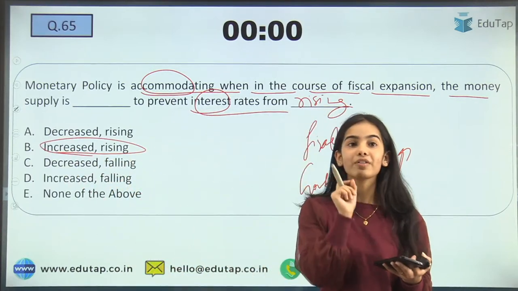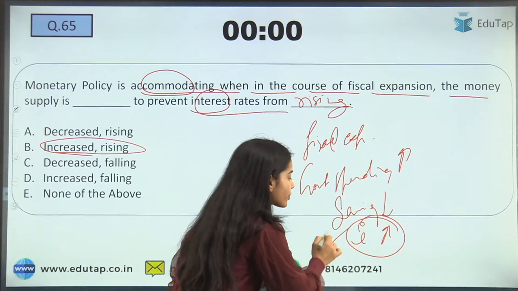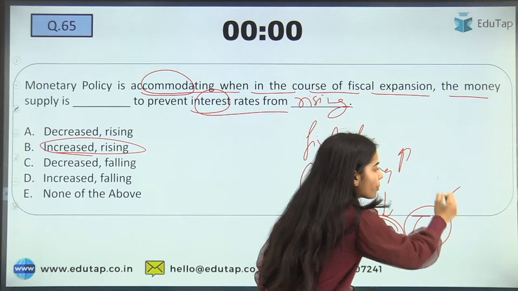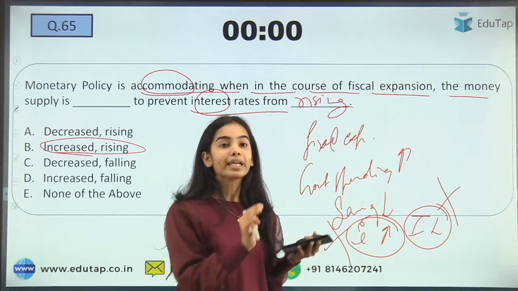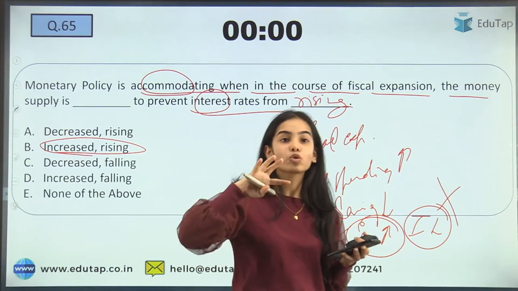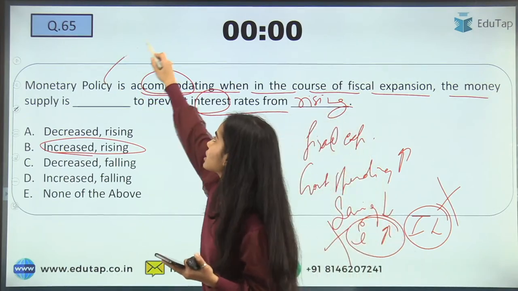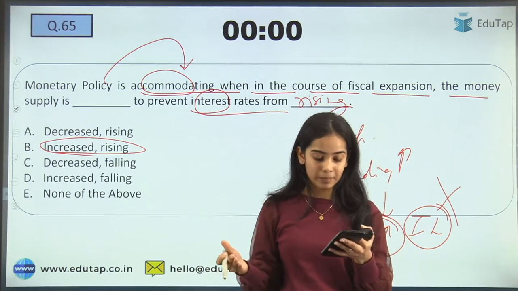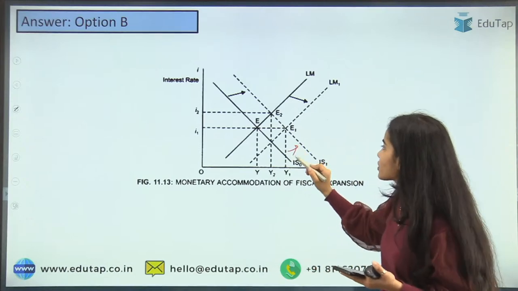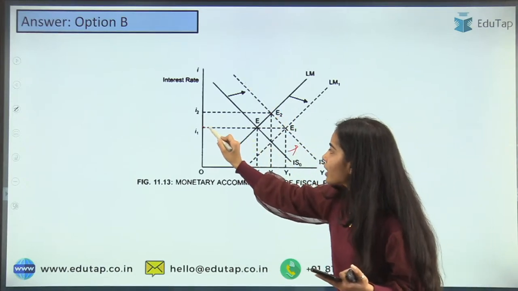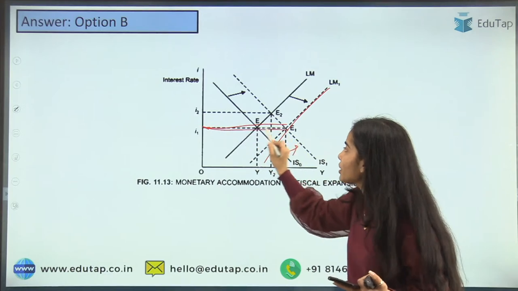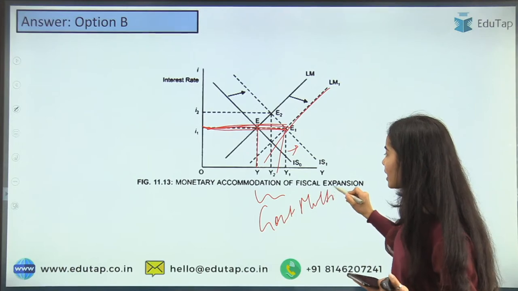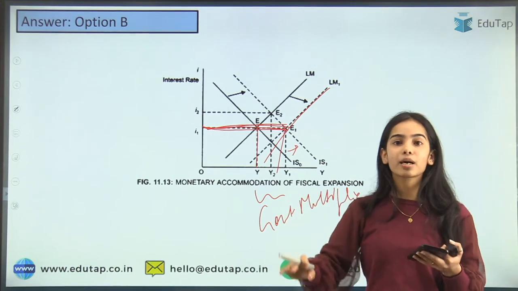The RBI will have to increase the money supply so that the interest rate should not rise. Because if the interest rate rise, investment decreases. So the government, the RBI do not want this. So it tries to reduce the interest rate, it tries to manage the interest rate. That is monetary policies accommodating, that it is trying the fiscal expansion to take the full part. So when the IS curve shifts, when the government expenditure is increasing, the LM curve is also shifted so that at the same interest rate, the income can increase with the multiplier effect. With the multiplier effect, full increase in the income should come.